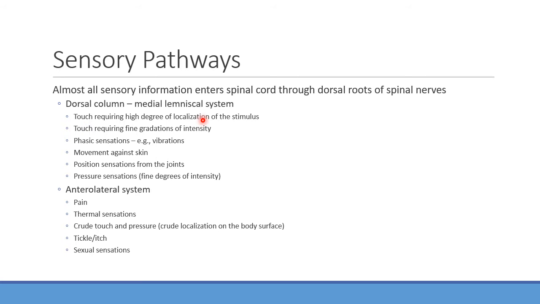So again, with our hands, we want to have good fine sensation and good localization of where those signals are coming from. These typically are going to be phasic sensations. So they're going to have strong, frequent action potentials occurring early, and then they're going to tamp down as that sensation remains constant. And then when it withdraws, it can reset itself. This is also good for position sensations from the joints, which can help us to remain upright or in whatever position we want to be in, and then also pressure sensations.